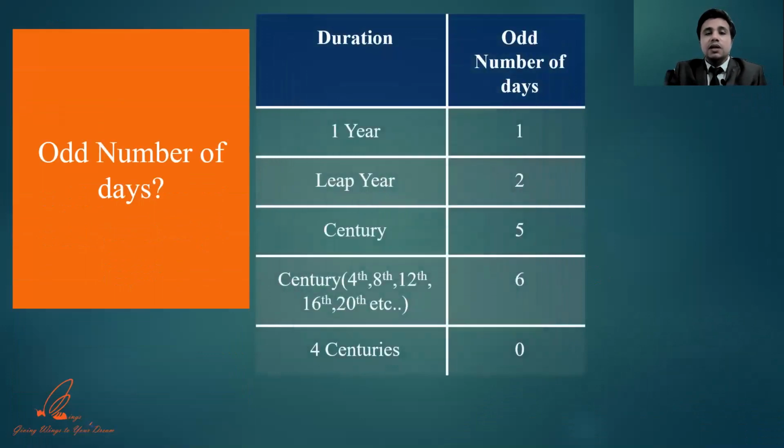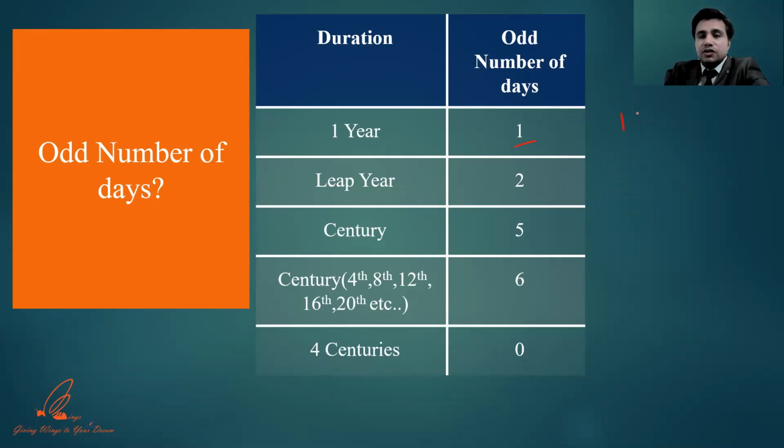So now we'll find out the extra number of days in all the units that we use for days or dates. 1 year. Now in 1 year, 365 days are there, and if you divide that by 7, the remainder is going to be 1, which means 1 year will have 1 odd day. Leap year. Leap year has 366 days. If you divide that by 7, we get 2 odd days. Now what does it mean? If 1 year has 1 odd day, what does it mean?